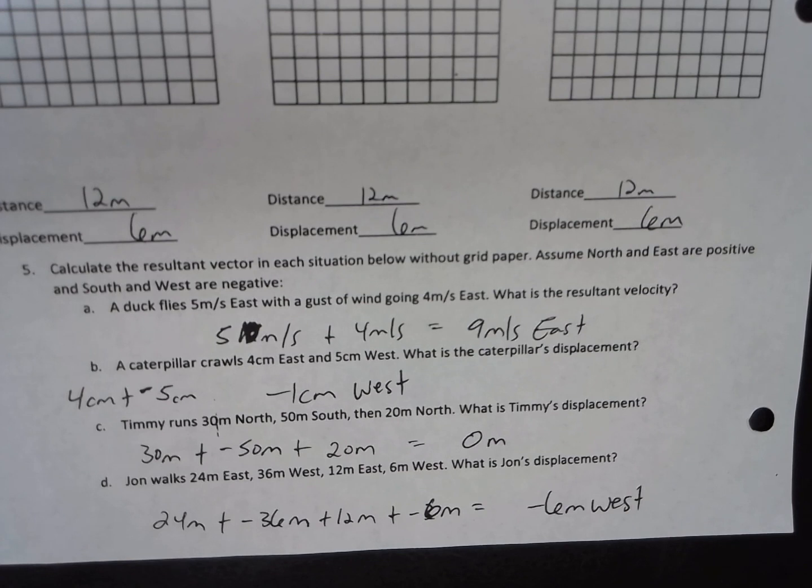And then John, 24 east, 36 west, 12 east, 6 west, -6.